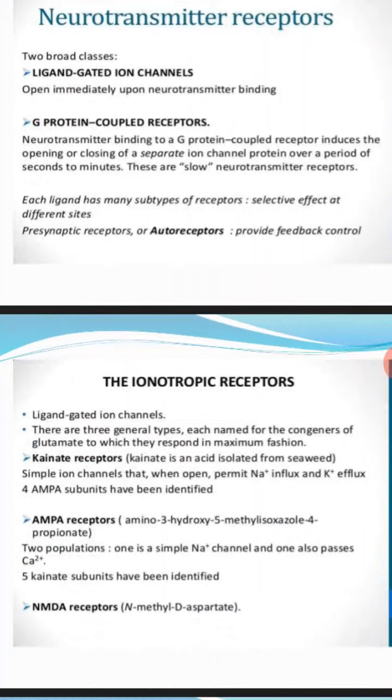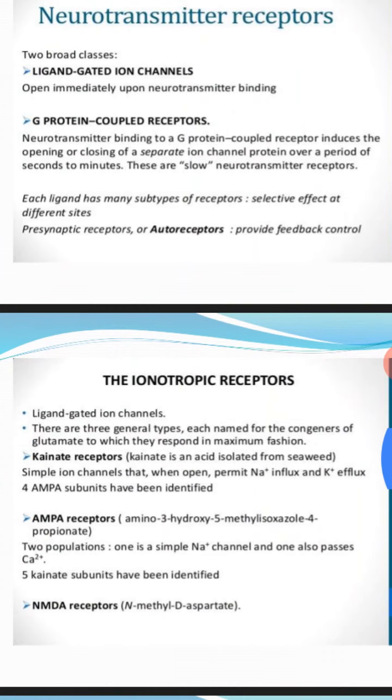The ionotropic receptors open for a particular type of ion. Ligand gated receptors also have ion channels. There are three general types, each named for the congeners of glutamate to which they respond. First is the kainate receptor, an acid isolated from seaweed. Then the AMPA receptor, amino 3 hydroxy 5 methyl isoxazole 4 propionic acid. This is the full form of AMPA. Sometimes a question is asked to write the full form of AMPA. Then one is a small sodium channel and another is the other channel.